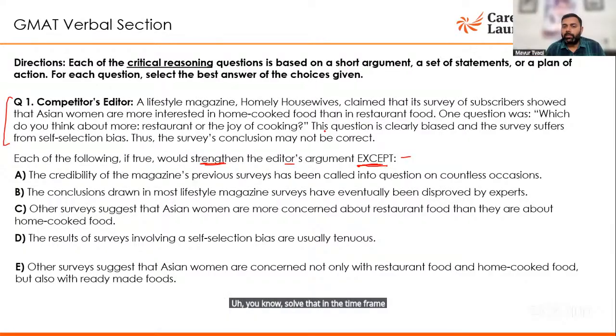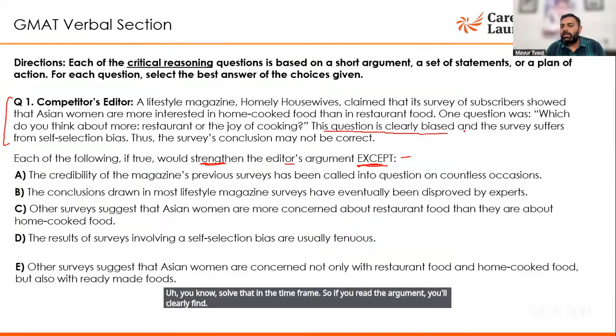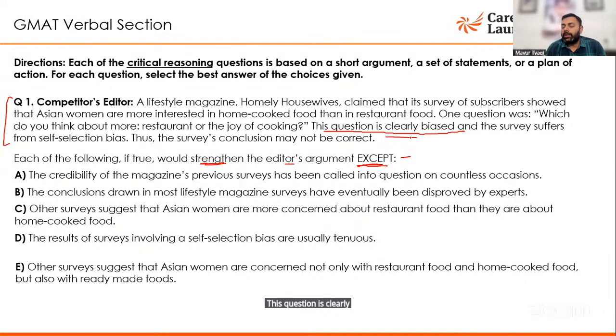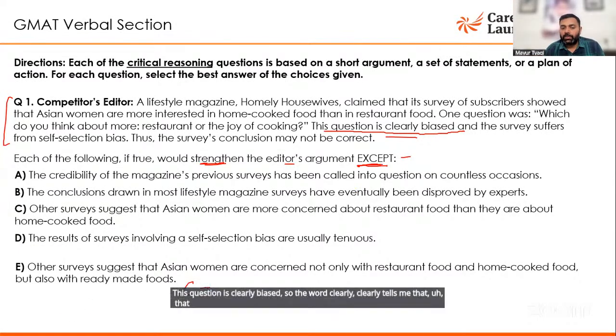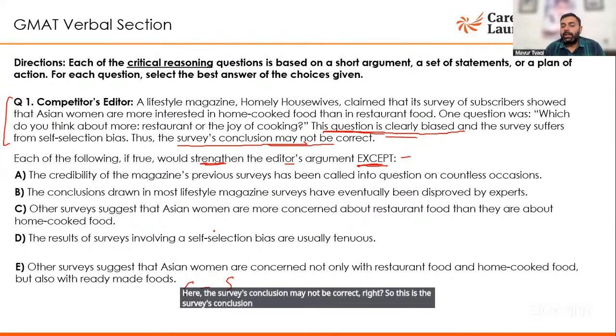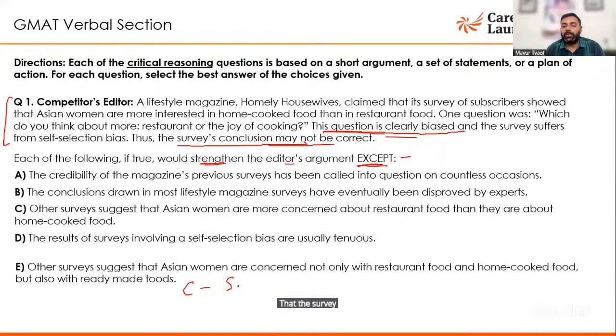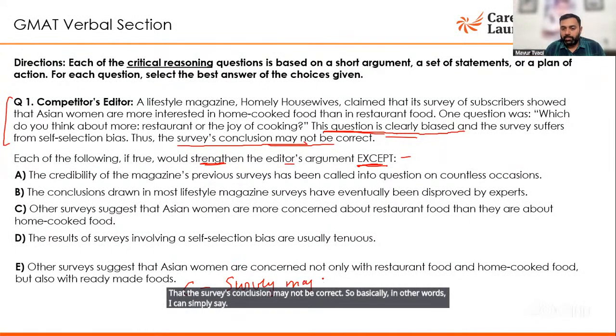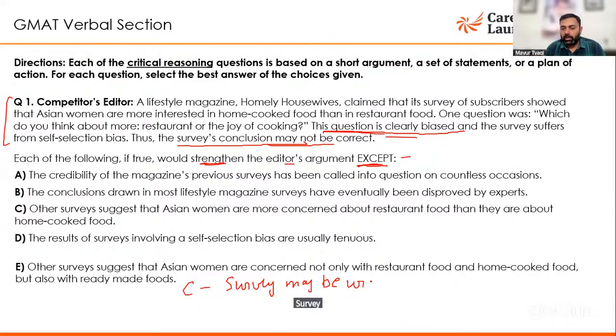So if you read the argument, you'll clearly find this question is clearly biased. So the word clearly tells me that that is the conclusion. So simply, the conclusion is that here the survey's conclusion may not be correct, right? So this is the survey's conclusion, and the argument's conclusion is that the survey's conclusion may not be correct. So basically, in other words, I can simply say the survey may be wrong.